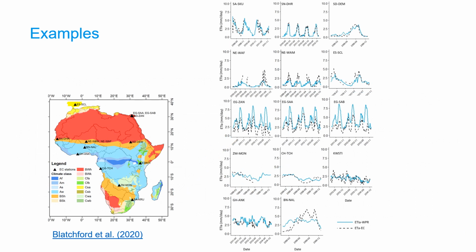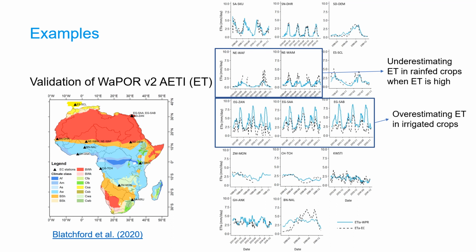It is important to validate at each site individually to determine where and when the data layers are more accurate. For this purpose, time series plots for both remote sensing data and reference data can be used. Here, the time series plots show that WaPOR version 2 AETI underestimates ET in rain-fed crops when ET is high. Meanwhile, it overestimates ET in irrigated crops. Keep in mind that the accuracy of the remote sensing dataset might be different across climate zones, land cover, and other conditions.